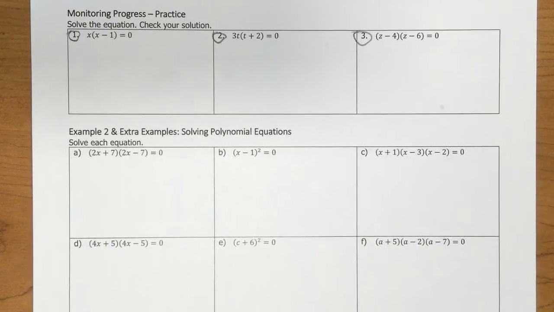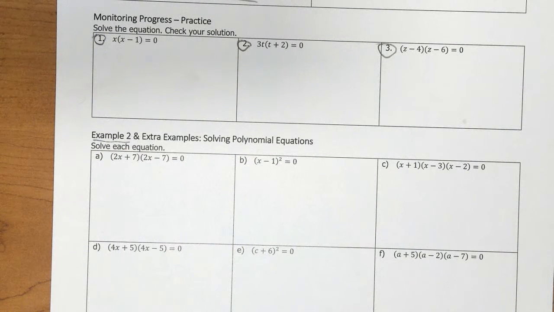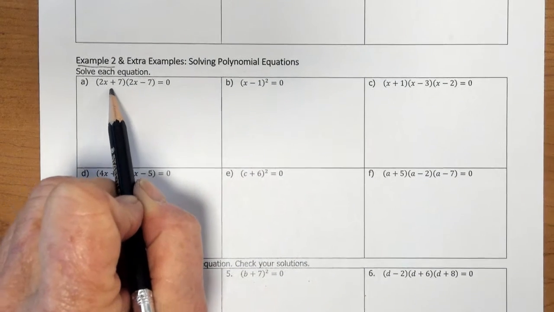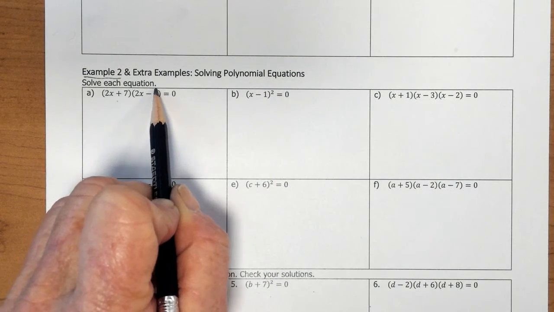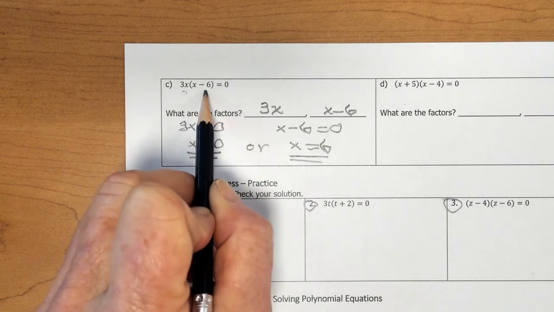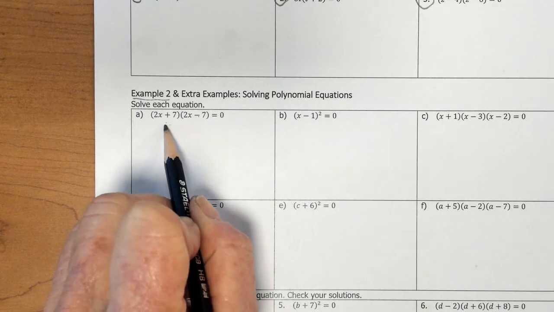So now let's take a look at example 2. Well, how does this differ from what we did in example 1? Well, in example 1, it was a little bit more straightforward. I did not have two binomials. I had a monomial times a binomial. So take a look up here. Monomial times binomial. Now I'm being given two binomials.